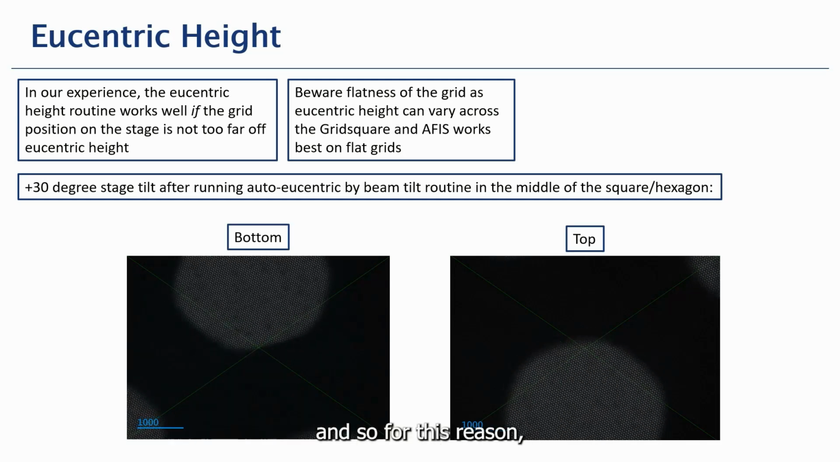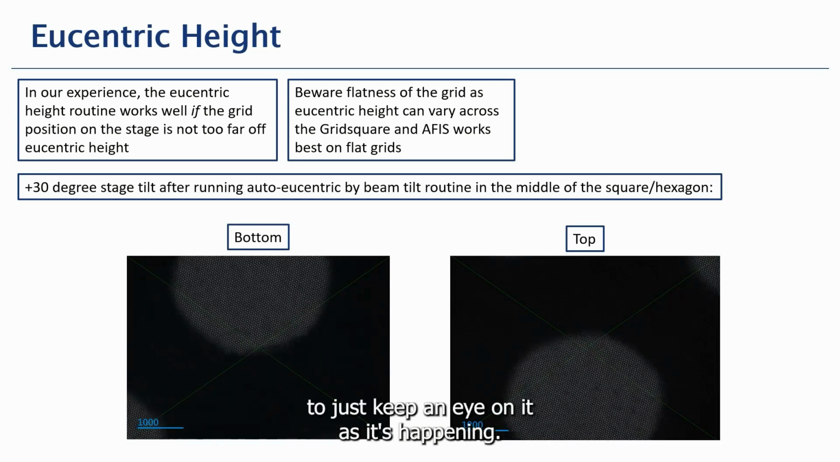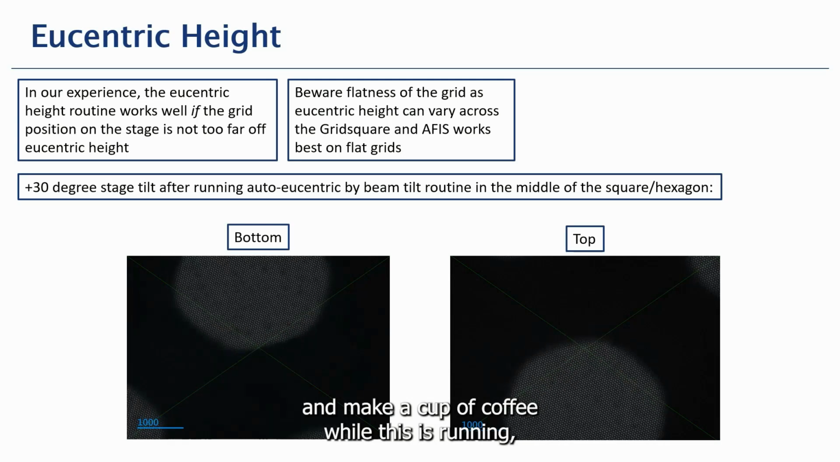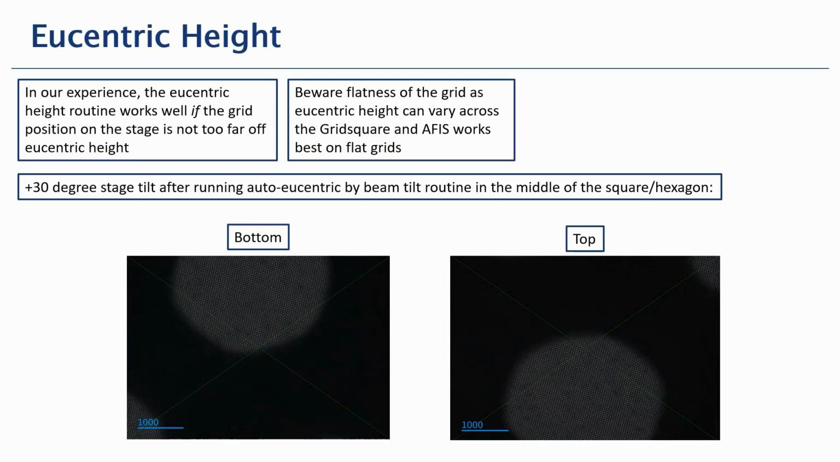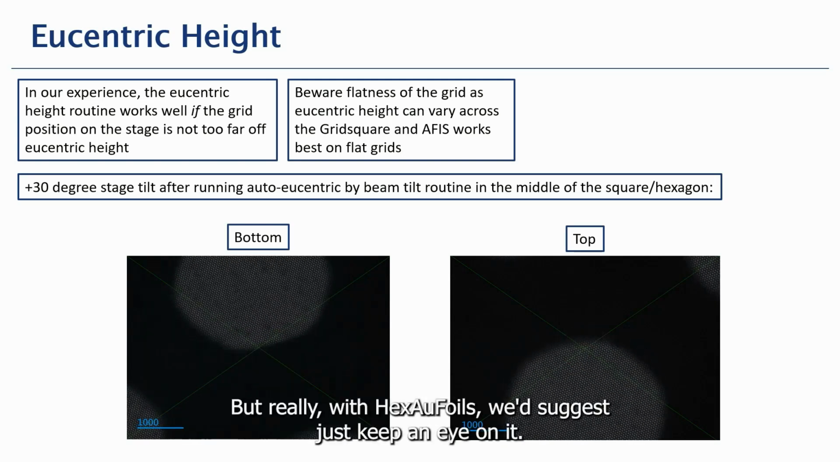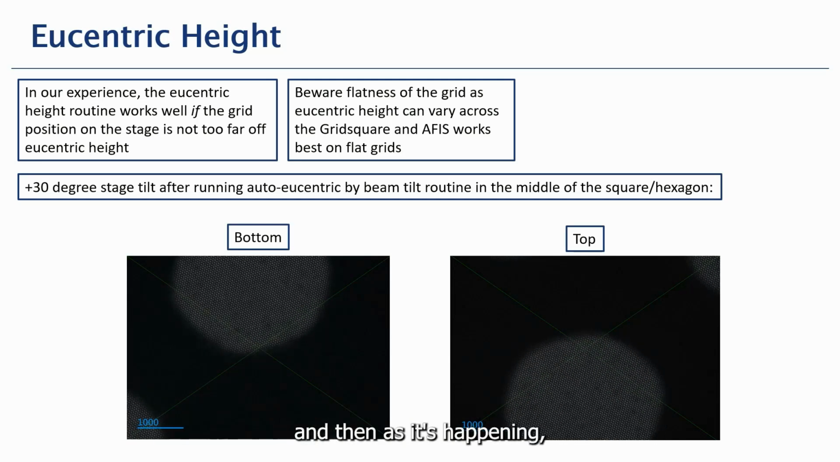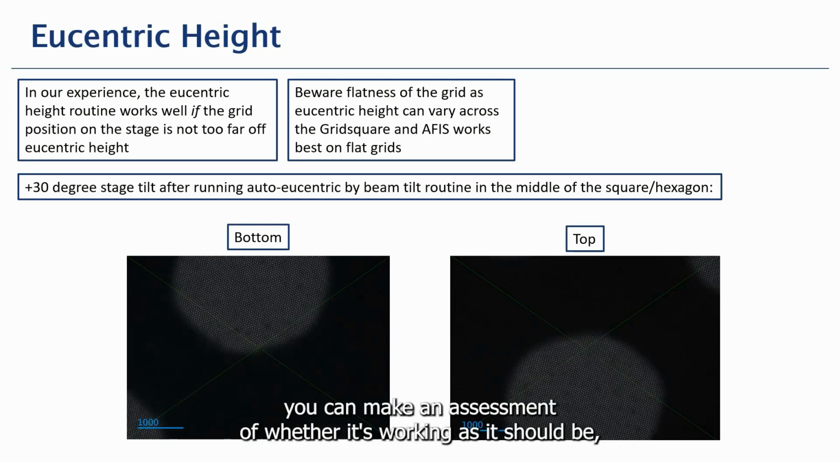For this reason, we suggest as you're running the auto-eccentric routine to just keep an eye on it as it's happening. I'll be the first to admit that I tend to go and make a cup of coffee while this is running and then come back and assume as long as it's worked, it's fine. But really with Hexafoils, we suggest just keep an eye on it. As it's happening, you can make an assessment of whether it's working as it should be.